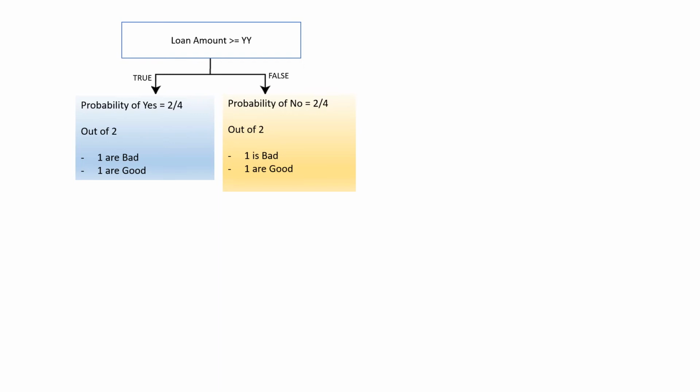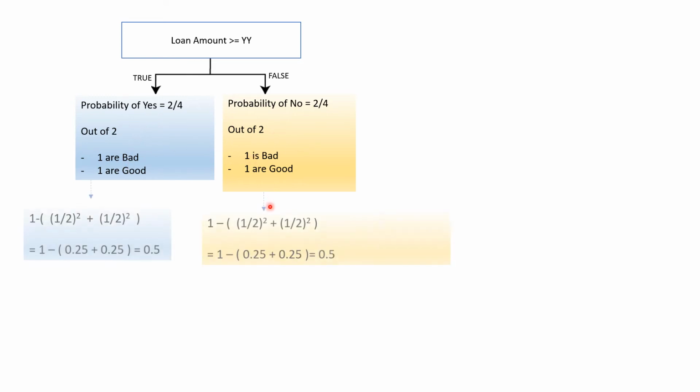Let's take another similar example. Now we have loan amount greater than or equal to y, some condition. Now this condition is again dividing the 4 records into 2 different halves. The 2 records which satisfy the condition come over here, and the 2 which do not satisfy this condition land over here. Now out of these 2 we have 1 bad and 1 good. Similarly on the right hand side we have 1 bad and 1 good.